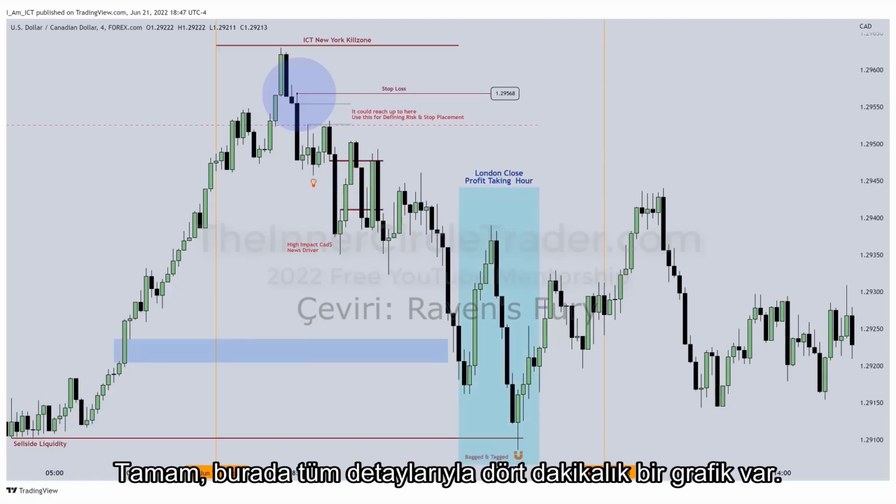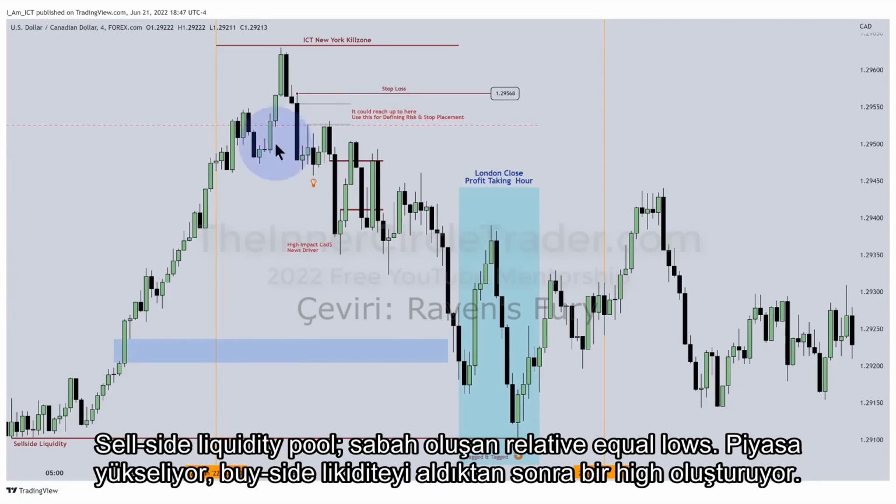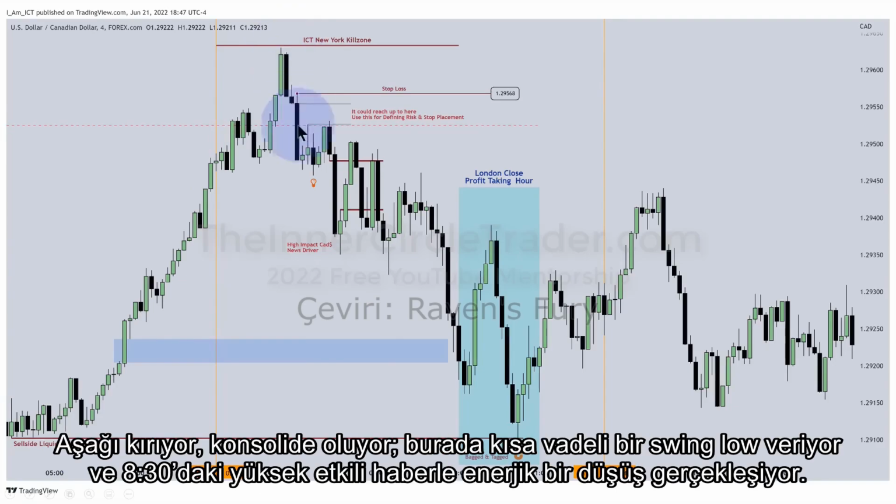All right, so I have a 4-minute chart here with all the details shown. Sell side liquidity pool, relative equal lows from the morning. It rallies up, creates a high after running buy side liquidity. It breaks down, consolidates, it gives a short-term swing low here with an energetic run lower at the high impact news event at 8:30.